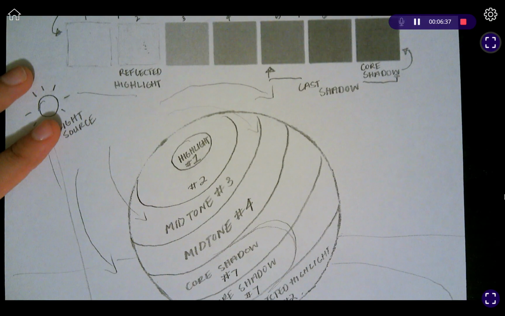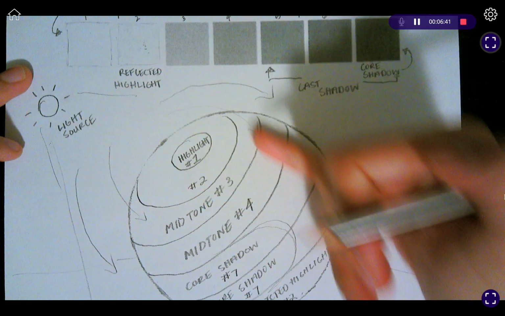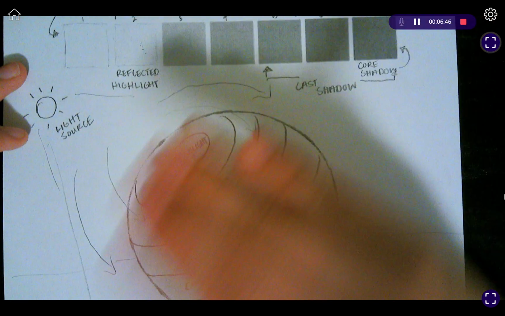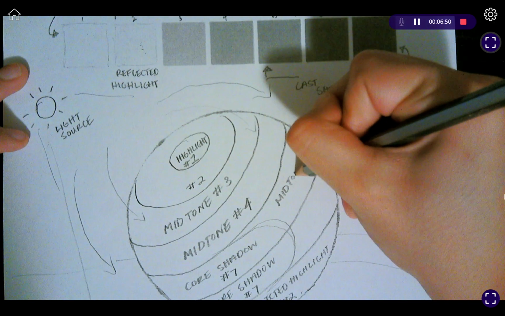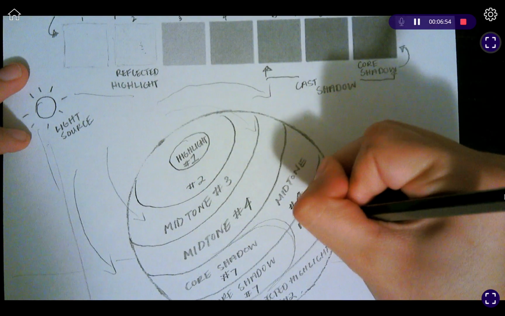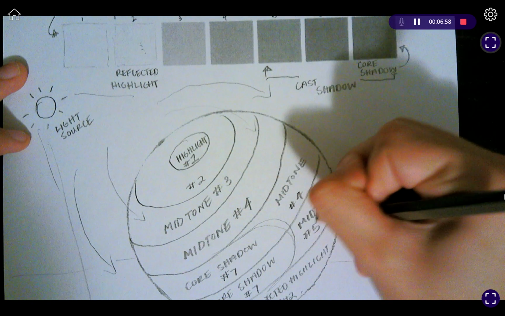On this side right here, the light source is still kind of being absorbed because it's towards the top, while this is now towards the bottom, so it's receiving less of that light. This would still be mid-tone number 4, mid-tone number 5 right there.